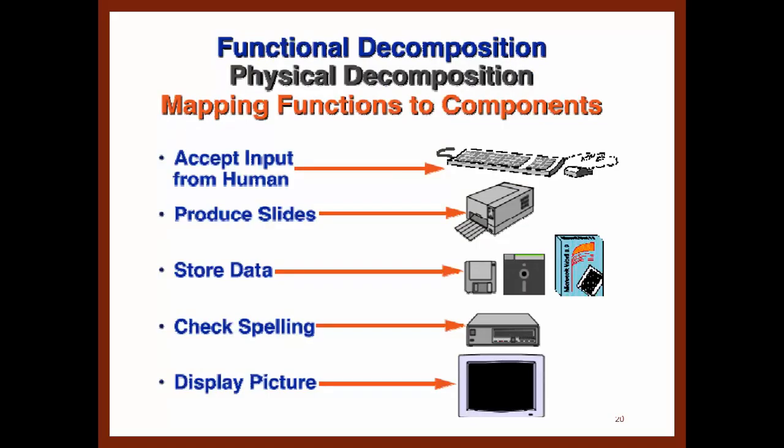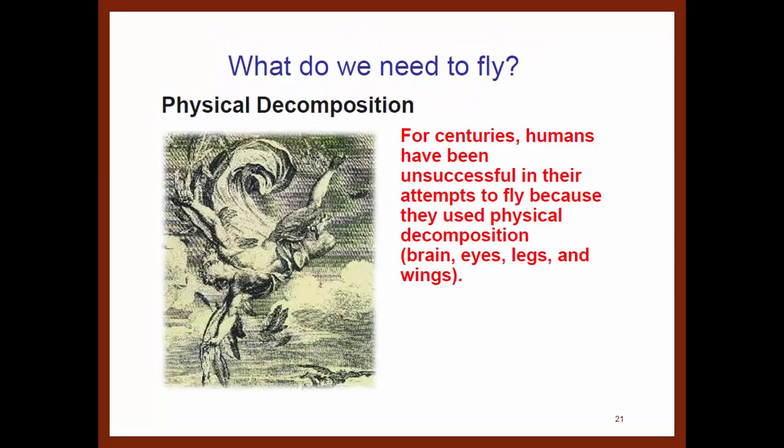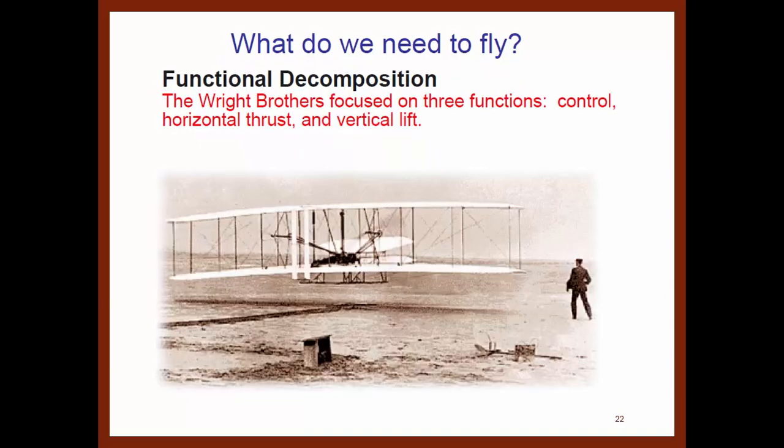Okay, so this is a mapping from functions to components. And remember this example that I mentioned already: what is the difference between physical decomposition and functional decomposition? In physical decomposition, we talk about flying. For centuries, humans were unsuccessful at achieving this goal of flying because they were looking at physical decomposition instead of functional decomposition, which is what the Wright brothers were able to do. By focusing on control, horizontal thrust, and vertical lift, they were able to make their airplane.